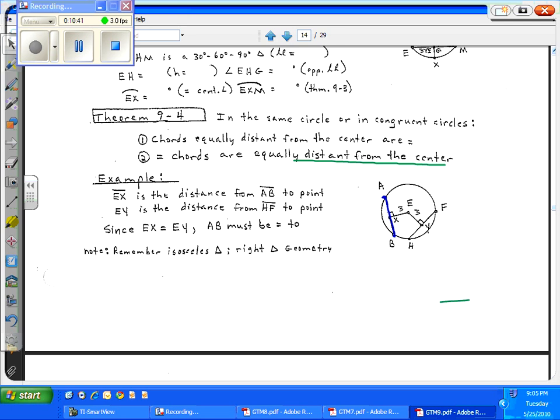So the distance from chord AB to the center is the length of that perpendicular segment, 3. The distance from chord HF to the center is the length of that perpendicular segment, 3. Those are equally distant from the center, therefore they're equal chords.